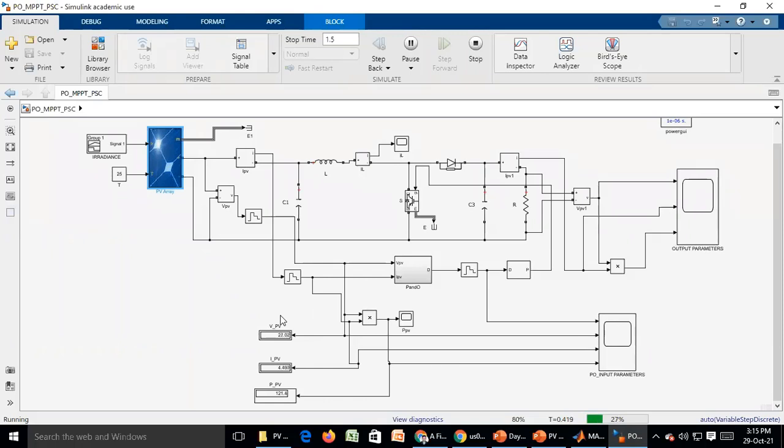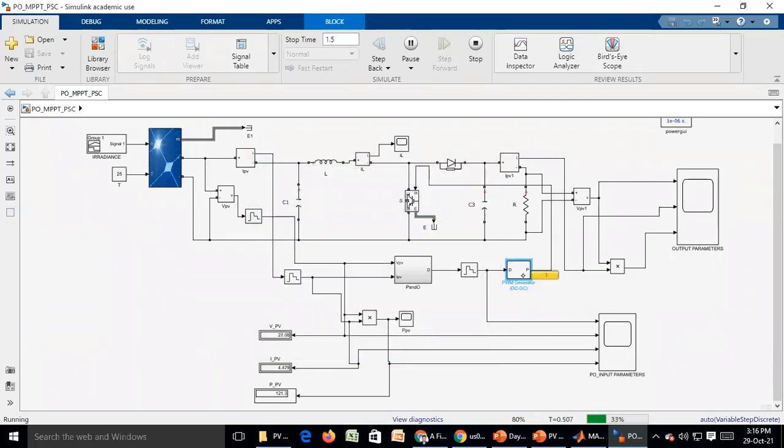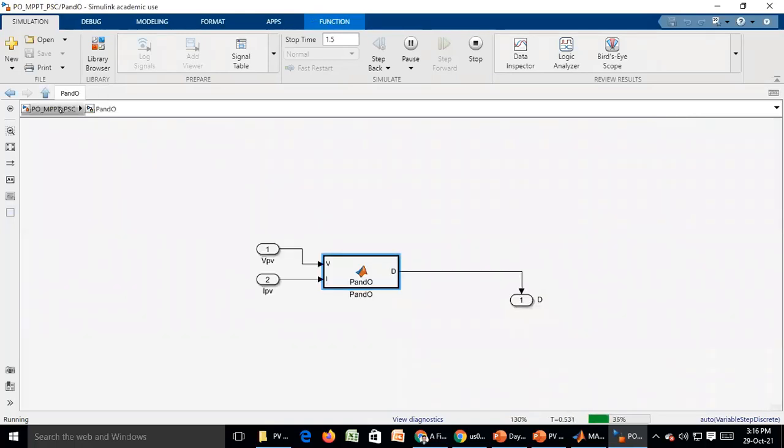And here, if you observe once again, this is PV with a partial shading condition. The output is connected as input to this signal, the MOSFET. The gate signal connected is from P&O. This is pulse width modulation, switching frequency 10 kilohertz. And here the PWM signals are generated based on P&O.